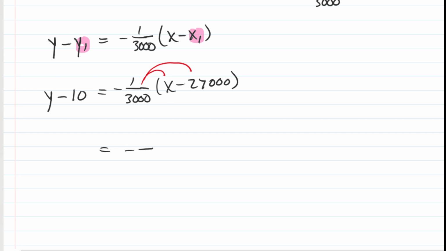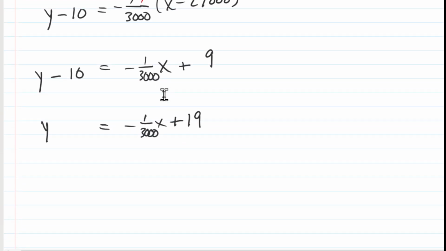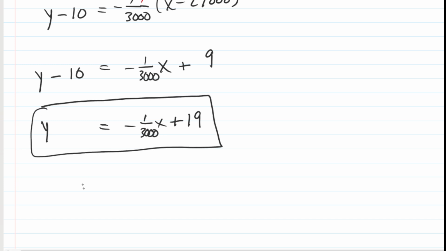When we do so, we're going to get negative 1 over 3,000 times x, and then plus 9. Notice it's a plus 9 because we're distributing a negative to a negative 27,000. We then just add the 10 to the other side, and we are left with that outcome. That is the answer to part A. This is a linear demand function. Your professor might want you to write the y as p of x instead, but that would be an equivalent form of this answer. So part A is complete.